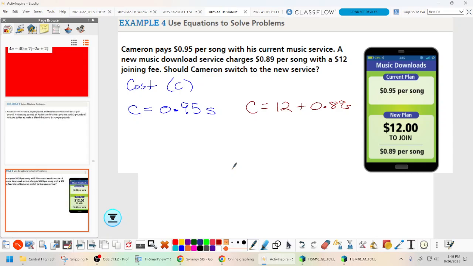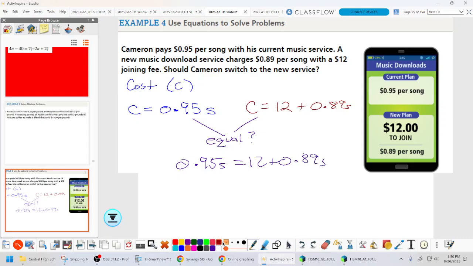All right, how do we decide if he's gonna switch? It says, should Cameron switch? See what S equals. Okay, yeah? I heard you. Good job. What I found is that if he's listening to more than 200 songs a year. Okay, awesome. So basically what these guys are doing is saying, hey, when do these equal each other? So 0.95S equals 12 plus 0.89S. And then we just solve this equation.